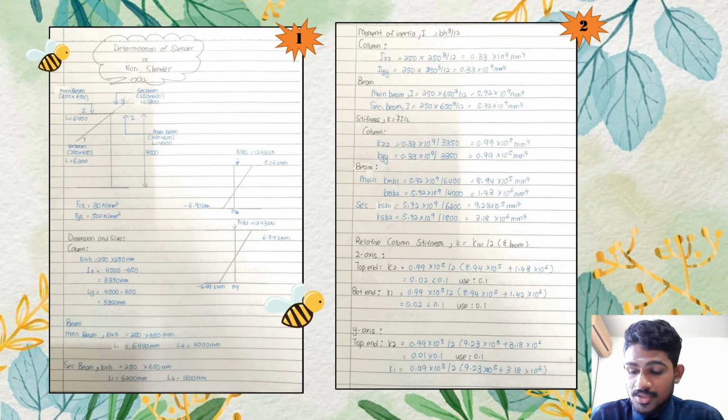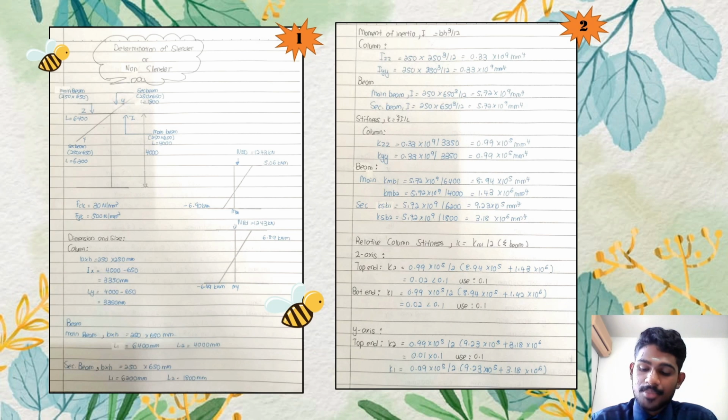For the secondary beam, I is equal to 250 times 650 to the power of 3 divided by 12, you will get a value of 5.72, the same as the main beam. For the column, Kzz, you will get a value of 0.99 times 10 to the power of 5 millimeter⁴, and also for the column, Kyy, you will get a value of 0.99 times 10 to the power of 5 mm⁴. Okay, for the main beam, you will get for KMB1 equal to 8.94 times 10⁵ mm⁴.